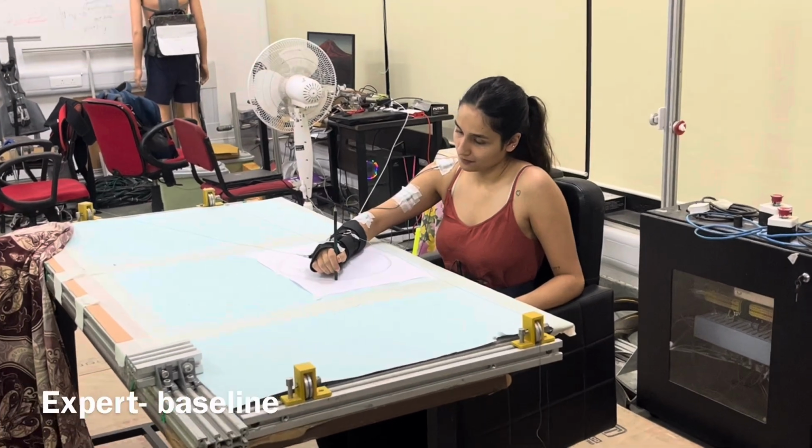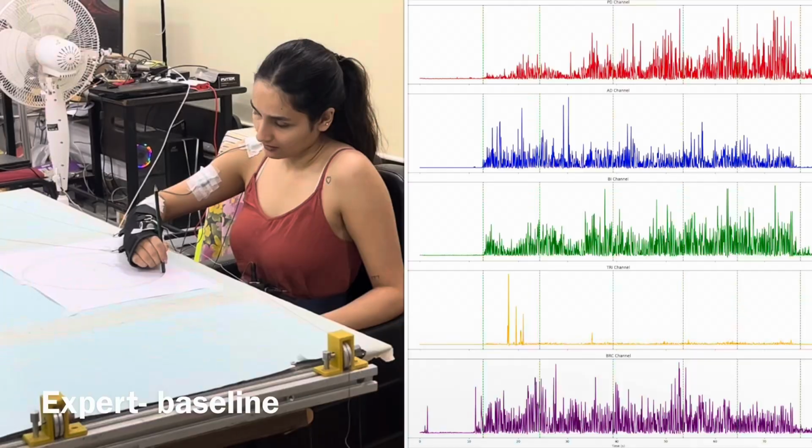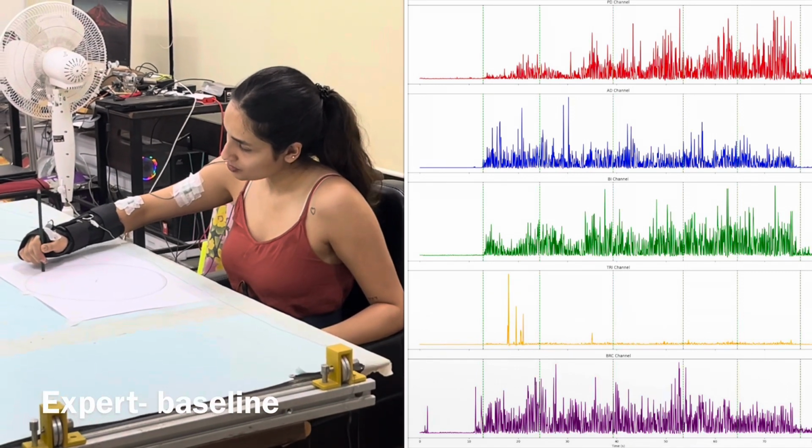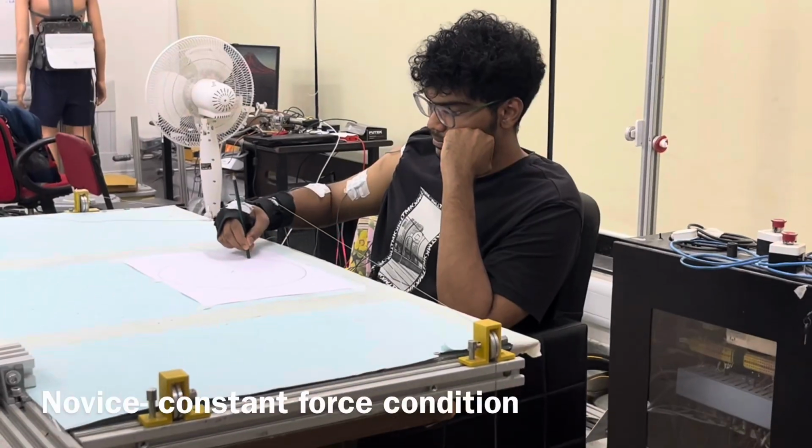And here we have the expert drawing the same circle without any external constraints, and as we can see, she only activates relevant muscles during the different phases of the circle drawing, showing much more muscle control.